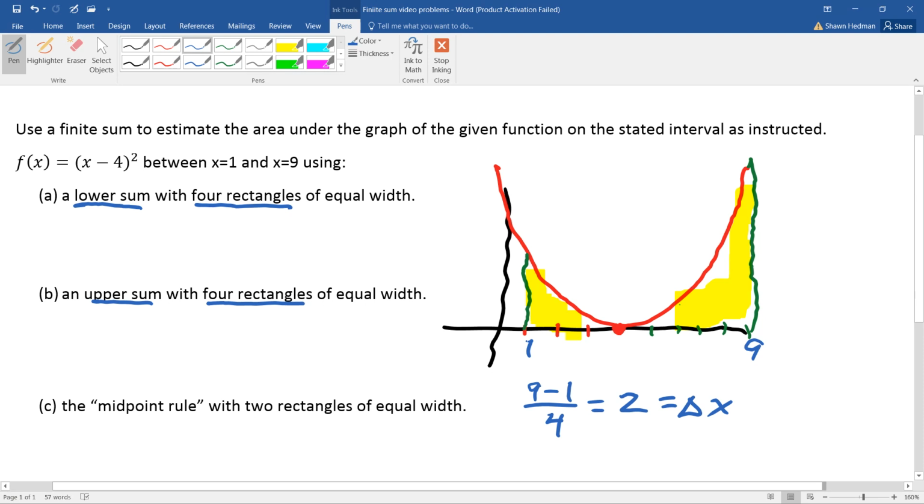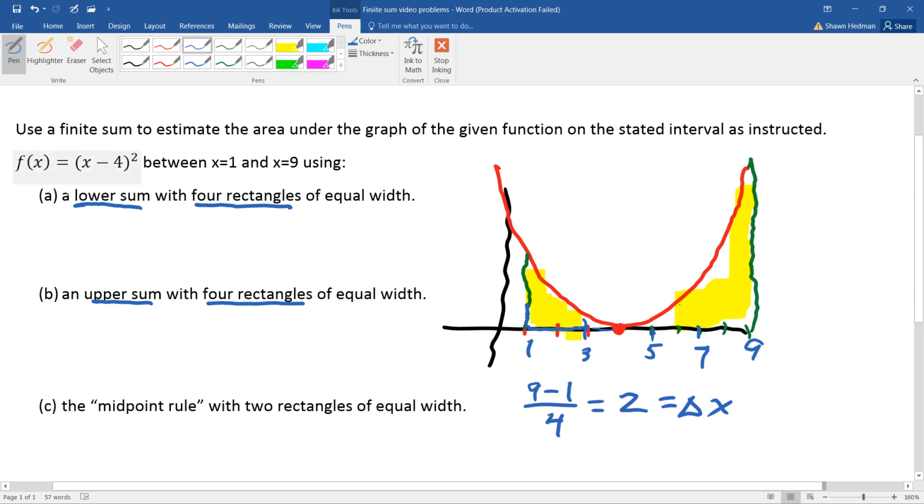So we're going to go from 1, and then over 2 to 3, over 2 again to 5, and then to 7. Now we know what the bottoms of our rectangles look like. The first one's going to go from 1 to 3 and up from there, then 3 to 5, 5 to 7, 7 to 9. But we don't know the heights of these rectangles. The height of each of these 4 rectangles is determined by the method we use.